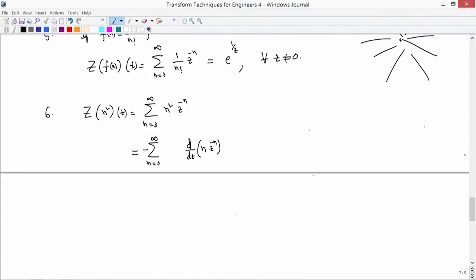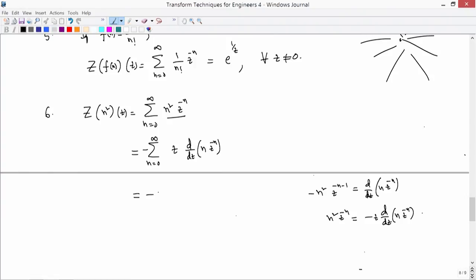What is this value? If you calculate this, it is equal to n into minus n square z to the power minus n minus 1, right. But you have only n square z to the power minus n. So, n square z to the power minus n is equal to minus d/dz of n z to the power minus n, times z, and you can take this z to the other side. So, you have a z here.